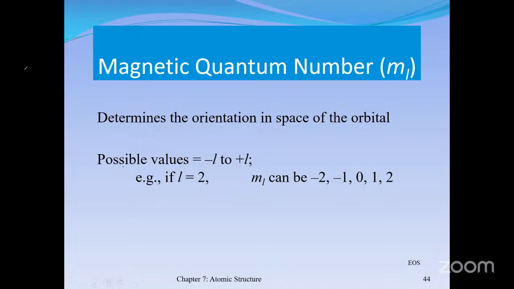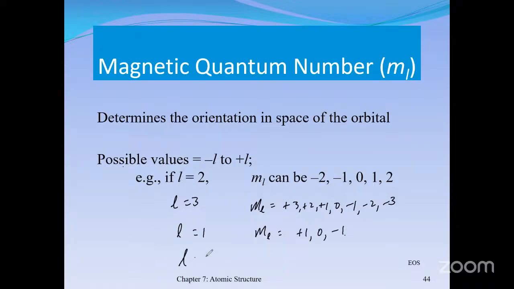Let me just give some other examples. If L is equal to 3, then ML will be equal to plus 3, plus 2, plus 1, 0, minus 1, minus 2, minus 3. If L is equal to 1, then ML will be equal to plus 1, 0, minus 1, right? So what would be the case if L is equal to 0? What is ML equal to? 0, exactly, right?